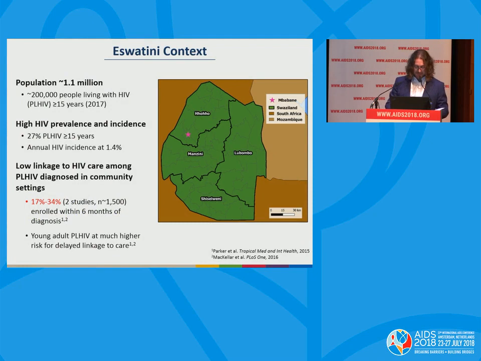Eswatini has a population of approximately 1.1 million people, with approximately 200,000 living with HIV 15 years of age or older. It has an HIV prevalence of 27% among PL-HIV 15 years of age and older. And there have been significant challenges linking PL-HIV diagnosed in community settings to HIV care. There were two recent studies in Eswatini with approximately 1,500 participants that found that only 17 to 34% enrolled in care within 6 months of their diagnosis in those community settings, with young adults at higher risk for delayed linkages.